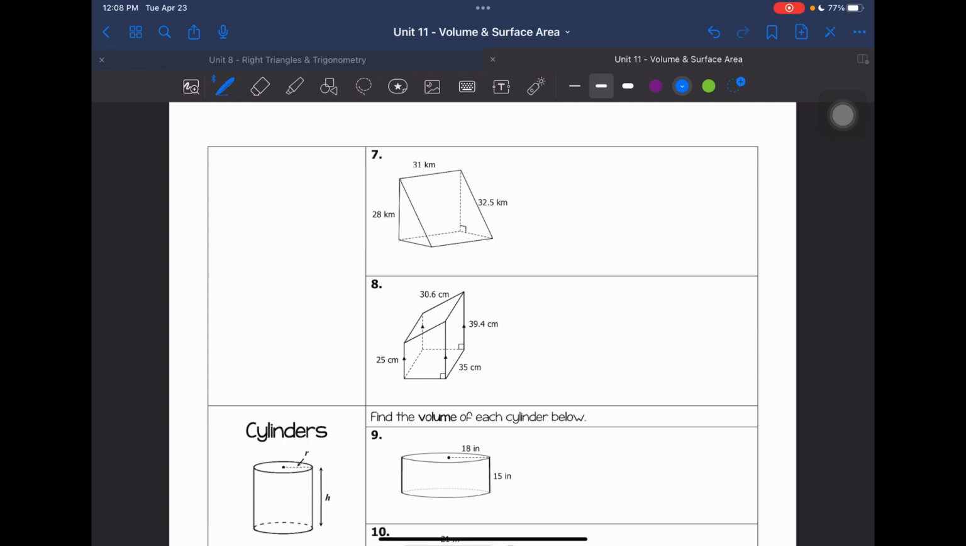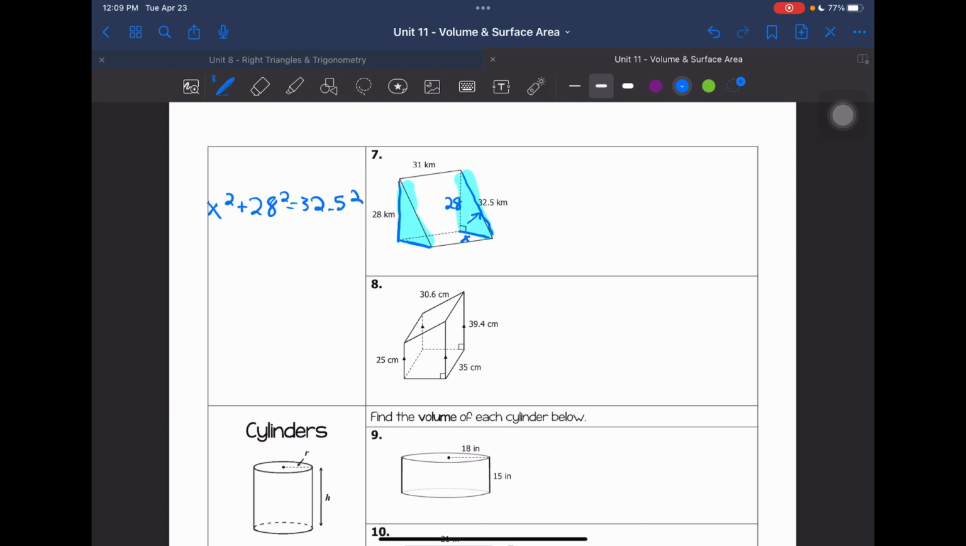Something that we need to do on number 7 is realize that it's a triangular prism. So we're going to need to find the area of this triangle. But the problem is that we don't know the base of this triangle. We know the height of the triangle. And we know this side, which could be the hypotenuse of this right triangle. And so we could use that to find out what our base is by using Pythagorean theorem. So I could set up an equation that looks like this. X squared plus 28 squared equals 32.5 squared.